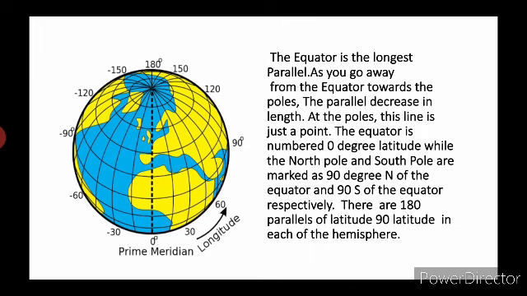In the figure also you can see there are 180 parallels of latitude, and 90 latitudes in each of the hemispheres. Here you can see two hemispheres, southern and northern. So there are 90 latitudes in each hemisphere.